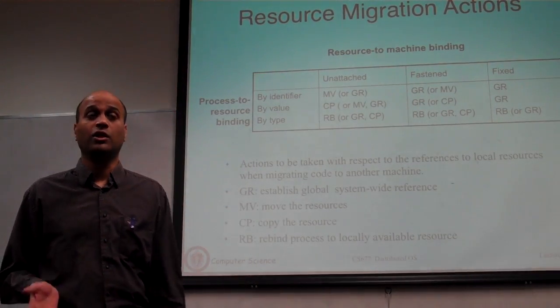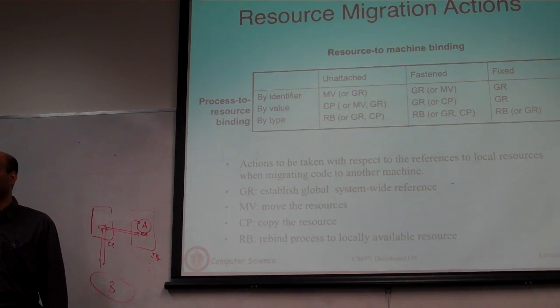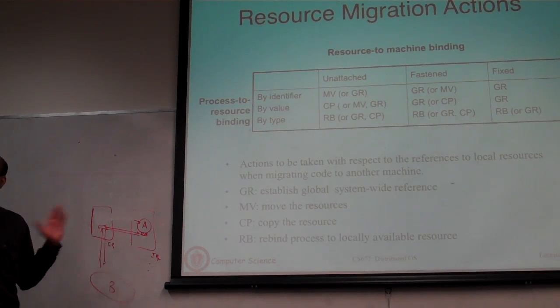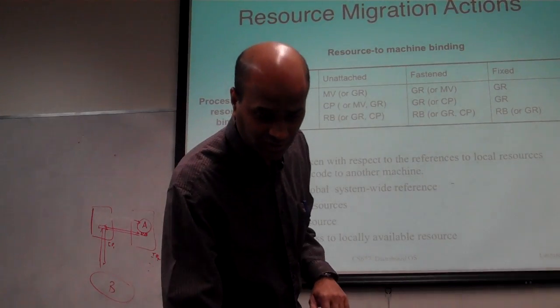That's the other approach. You put constraints and just don't migrate certain types of processes that access certain kinds of resources. Or you have to come up with schemes like this. These are design choices.